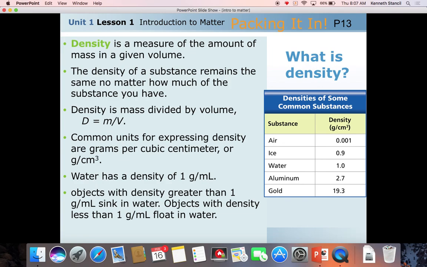Aluminum, 2.7. Gold, 19.3. That's how anybody watch Gold Rush? They use all that water flowing down, and you would think it would carry the gold with it, right? But the gold falls out of the water and sinks because it's 19 times denser than water.